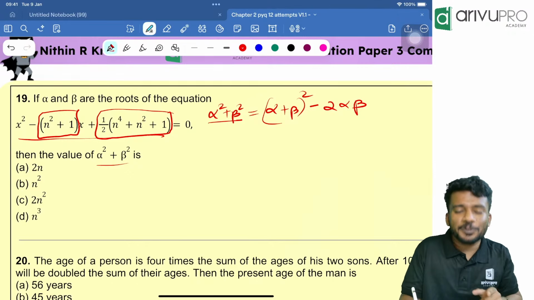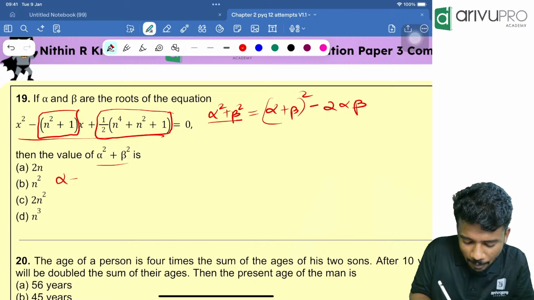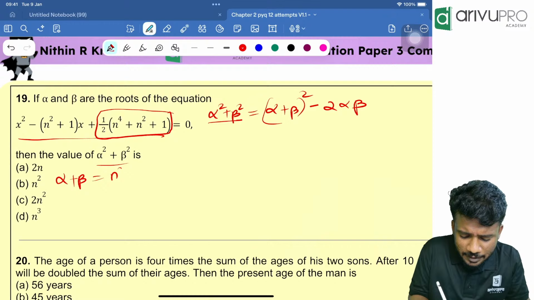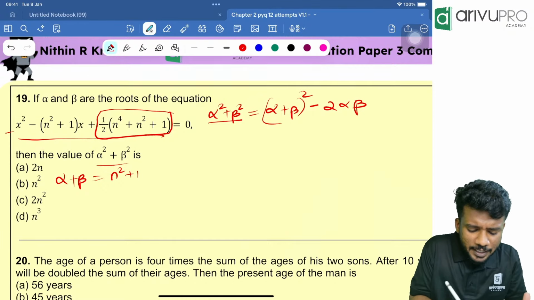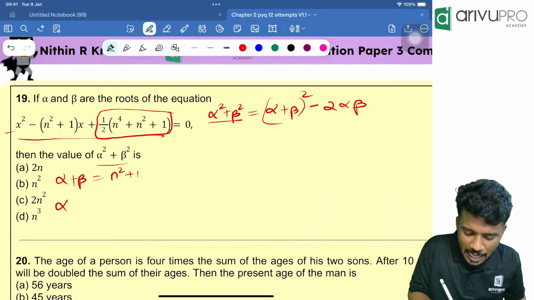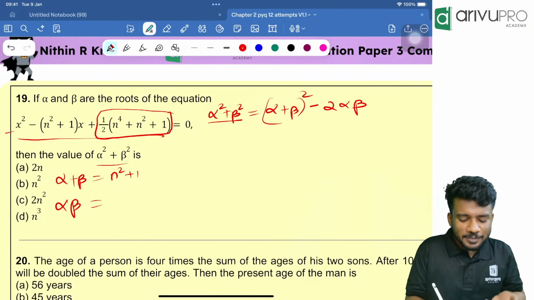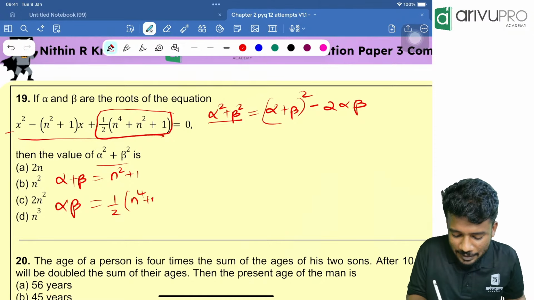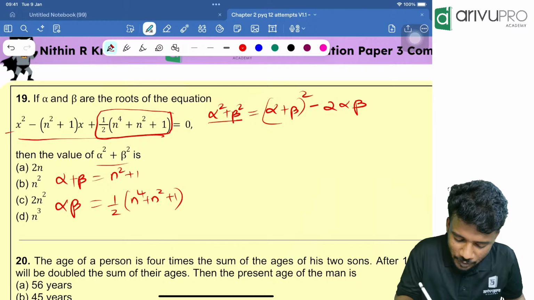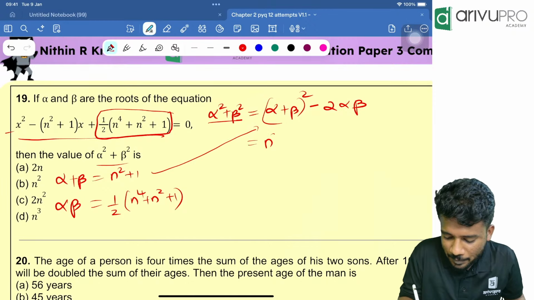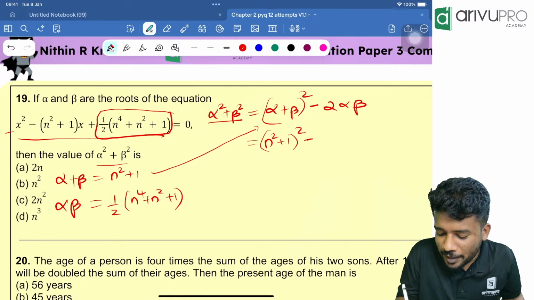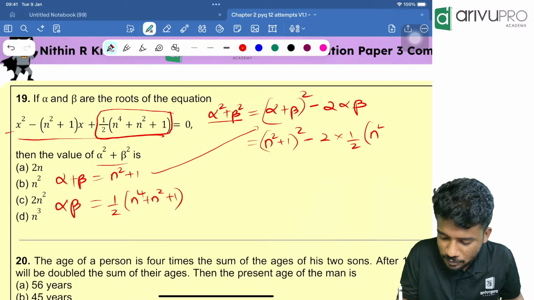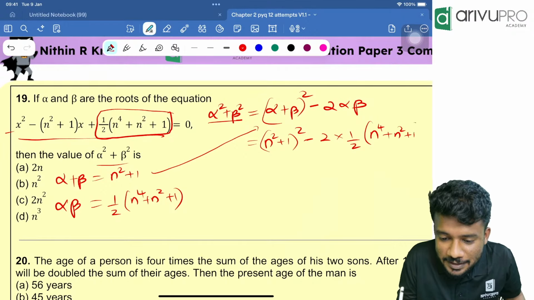Now people, we need to know the value of alpha plus beta. Alpha plus beta is here minus coefficient of x, that is nothing but n square plus 1, divided by coefficient of x square, that is 1. Then alpha beta is constant term by coefficient of x square, that is half into n raised to 4 plus n square plus 1. Now substitute it over there. This will become n square plus 1 the whole square minus 2 into 1 by 2 into n raised to 4 plus n square plus 1.